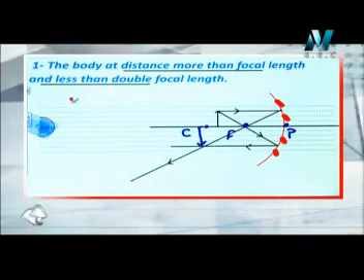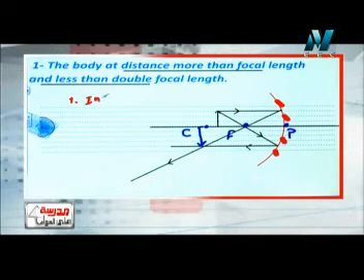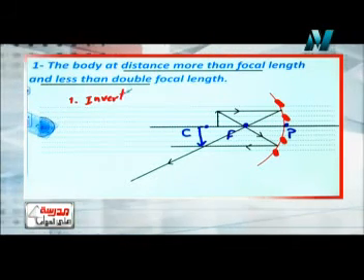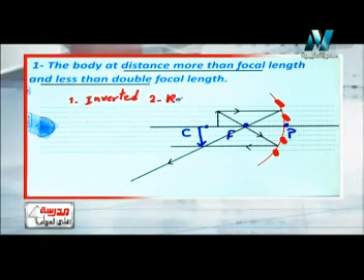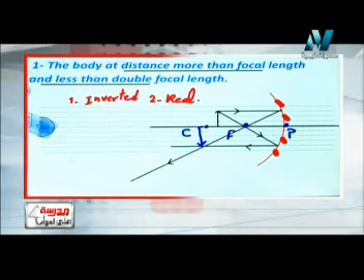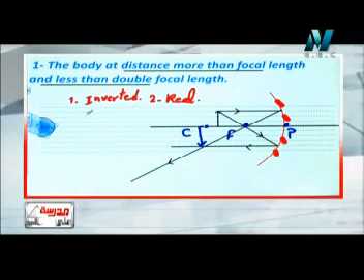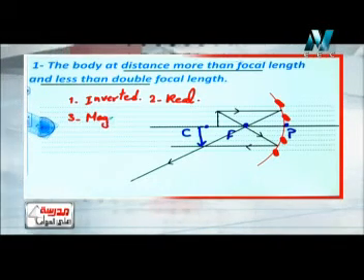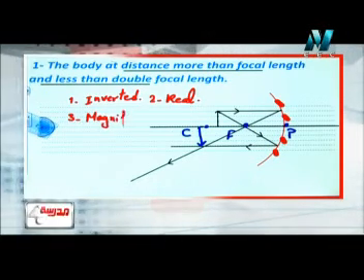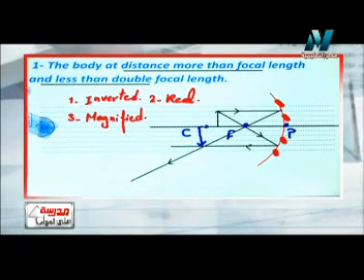So the image, as you see here, has some properties. Number 1, the image is inverted. الصورة مقلوبة. Number 2 is real. And we know a real image can be received on a screen. ممكن استقبله على screen أو شاشة. Number 3 magnified. مكبر. Magnified or enlarged than the object.